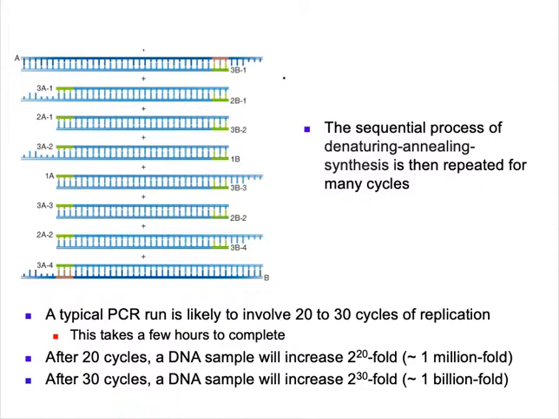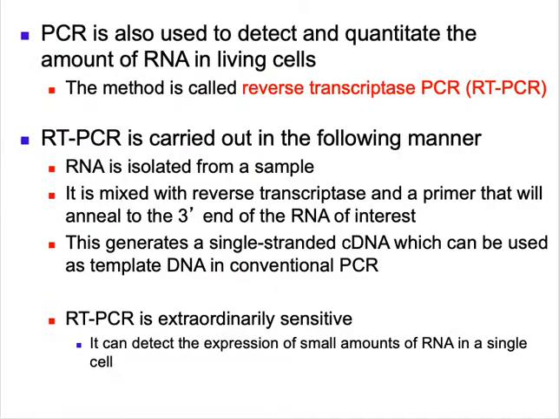Usually you do 20 to 30 replications during the PCR reaction, and if you do that you will increase the amount of DNA 2 to the 20 or 2 to the 30, so up to 1 billion times from each initial template strand. So that's a huge amplification.